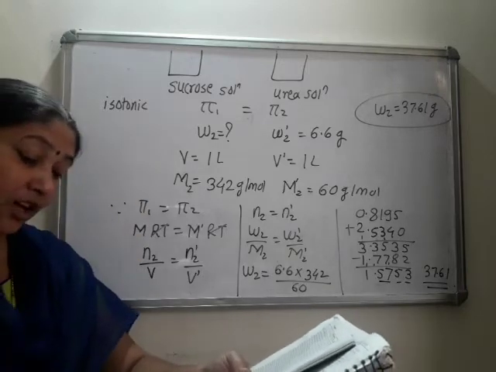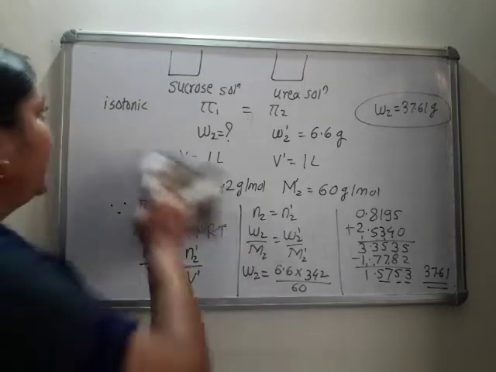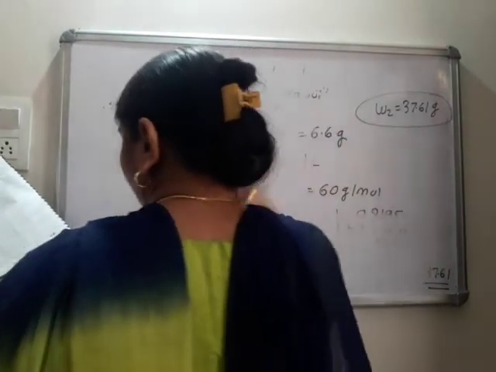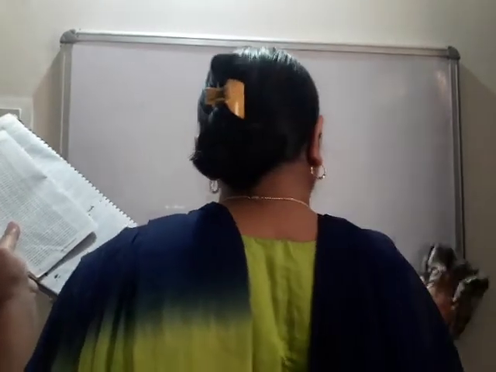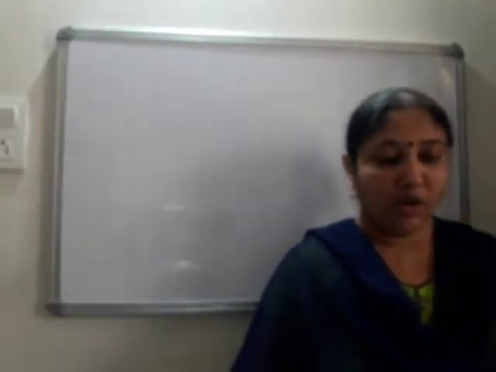At 298 Kelvin, 1000 centimeter cube of solution containing 4.34 gram of solute shows osmotic pressure of 2.55 atmosphere. What is the molar mass of solute?